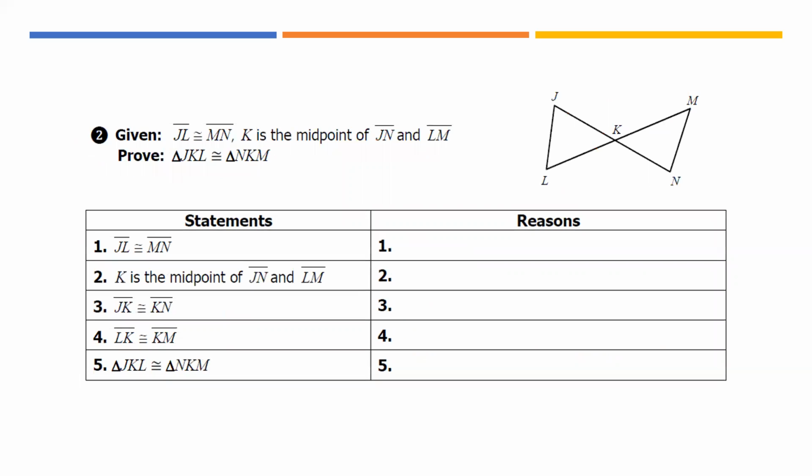And another proof here. This is that JL is congruent to MN. So that's given, and I'm going to mark that in the picture. JL congruent to MN. And then it says that K is the midpoint of JN and LM. So that's given. K is the midpoint of JN. Well, if K is the midpoint of JN, that means that JK and KN have to be congruent. So this is the definition of midpoint.